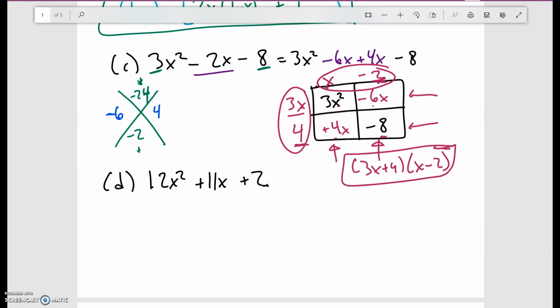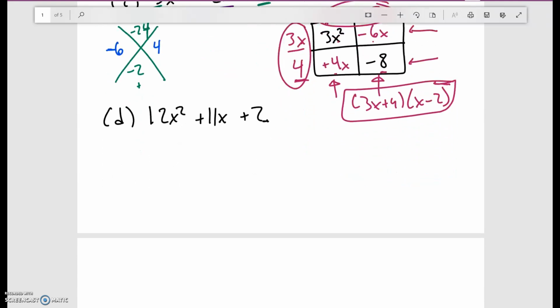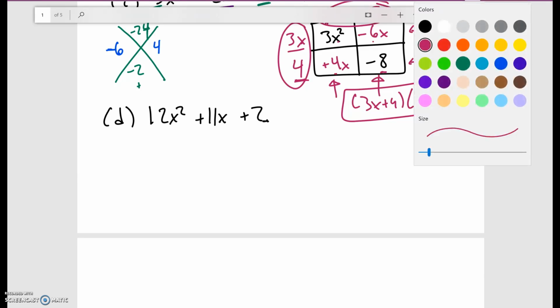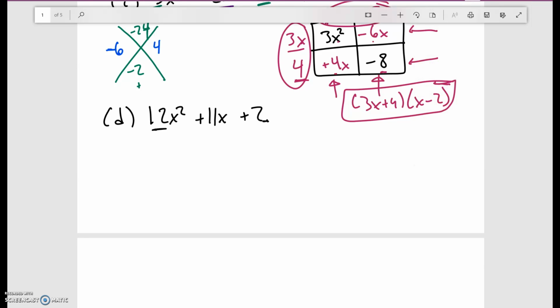Okay. All right. Now, here's my last problem. We have 12x squared plus 11x plus 2. The first thing I'm going to do is multiply the 12 and the 2. That's going to give me 24. So I'm looking for two numbers that multiply to get 24 and add up to get 11. Those two numbers will be 8 and 3. So 8 times 3 gives me 24. 8 plus 3 gives me 11.